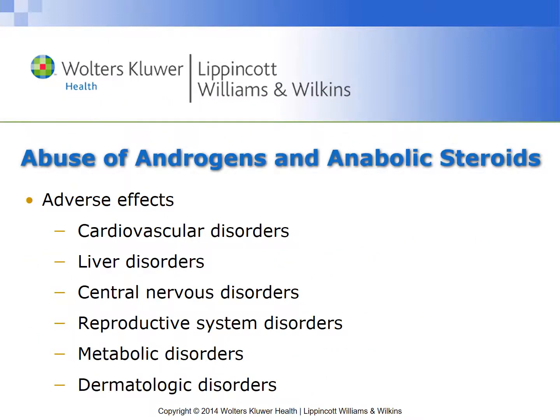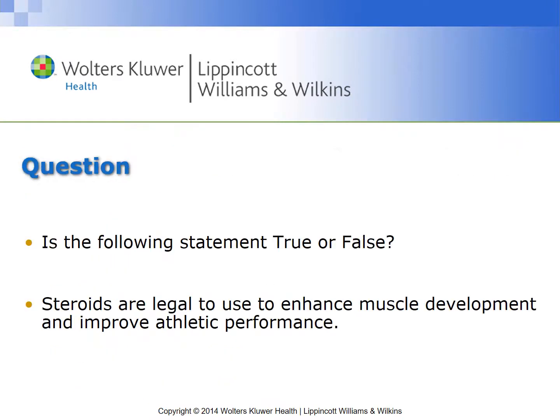Adverse effects of the androgens and anabolic steroids can be cardiovascular disorders, liver disorders, and CNS problems. On page 835 in your textbook, it talks about how it can damage the body, and it's serious stuff, especially for adolescents. It can stop bone growth. It can damage the heart and the kidneys and the liver, so it can be a real problem for individuals, and we just need to be alert to that as caregivers.